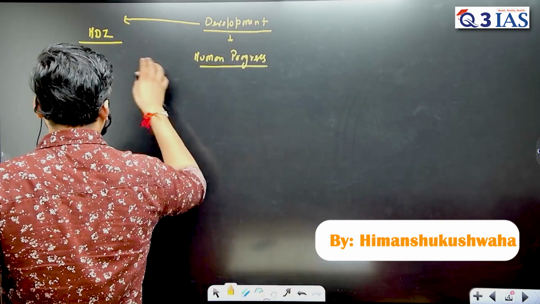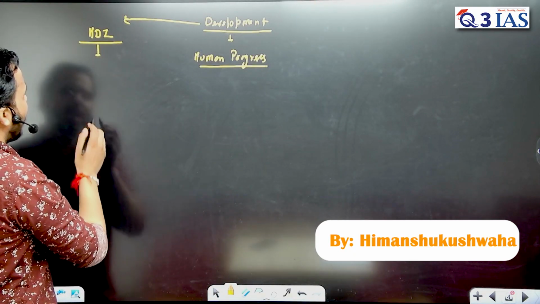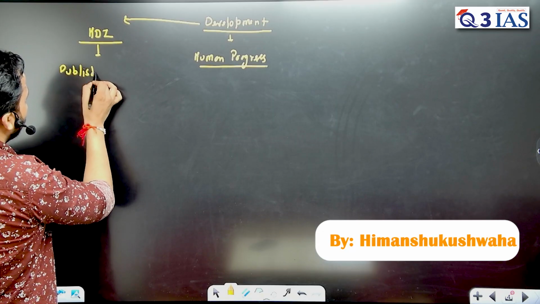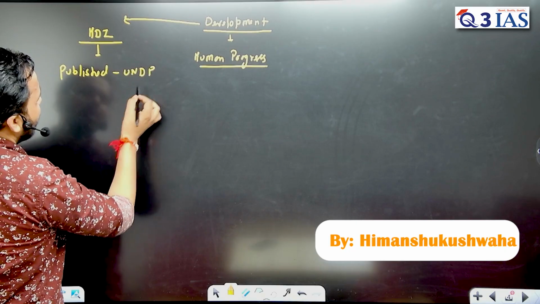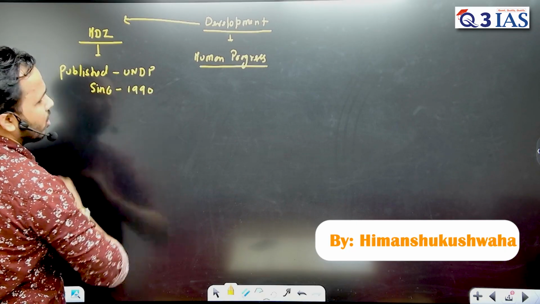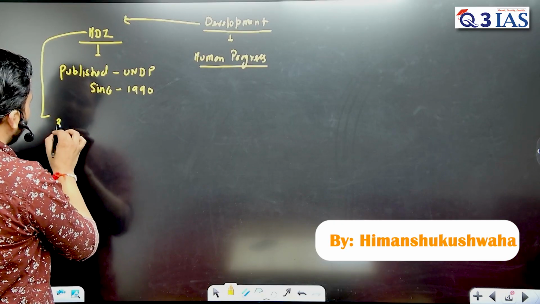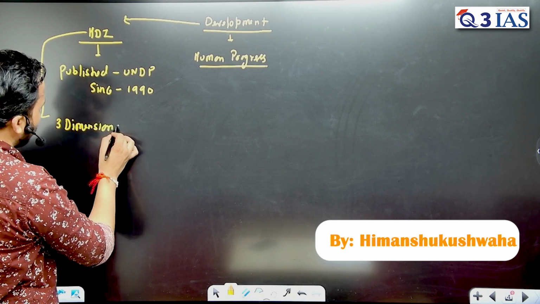So directly we need to write about the HDI. What is the HDI? HDI is published by UNDP since 1990, and HDI measures on three dimensions.